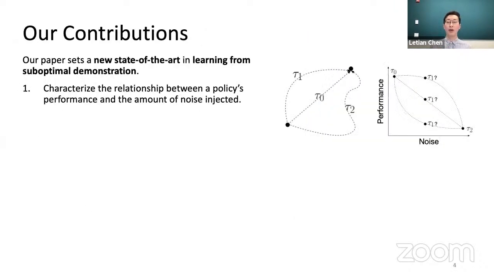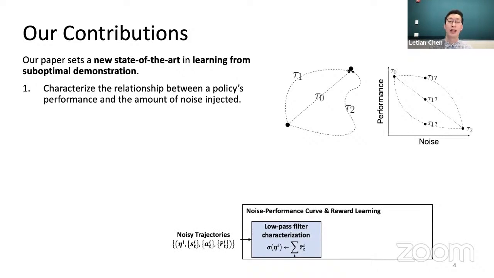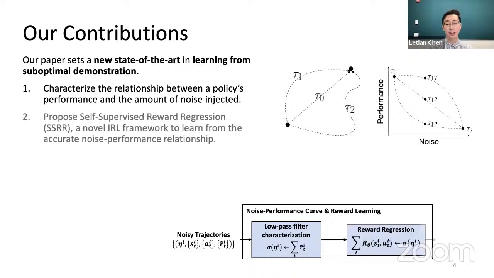In our paper, we produce a new state-of-the-art in learning from suboptimal demonstration by first characterizing the relationship between a policy's performance and the amount of noise injected. We characterize the relationship via a low-pass filter. Our reward learning framework, SSRR, then learns from this more accurate noise performance relationship.